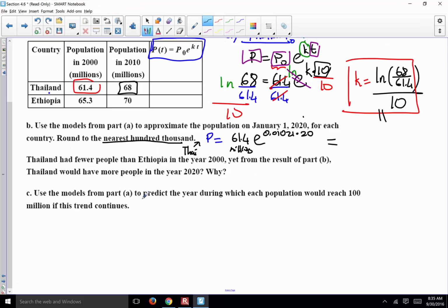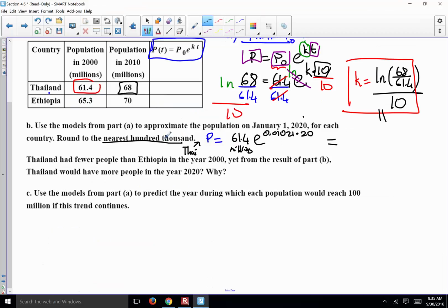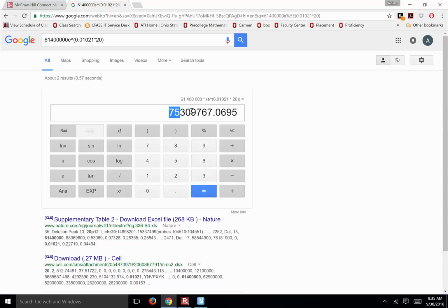Hope I'm right. I got all the numbers. 0.01021, 20, 75,396,309. What's the nearest? The nearest 1,000. So I need to stop here. 9,716. Nearest 1,000 is 10,000. So when I round this up, 9,700 becomes 10,000. So it's 75,310,000.